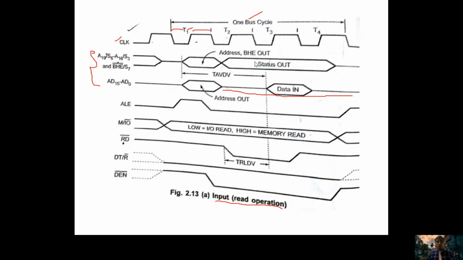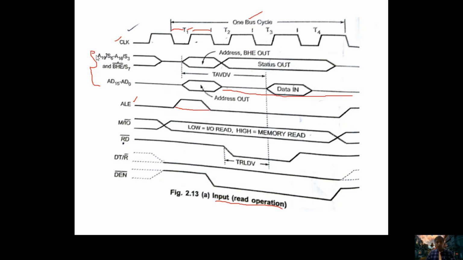So what is the important signal here? ALE. So what is the role of ALE? ALE should be high during the first part of the machine cycle only, meaning during T1 time. If you observe T1 time, during T1 time only, my ALE is high. So for every machine cycle during T1 time, ALE is high. ALE high means it will take multiplexed address and data lines and make them pure address and data lines after T1.